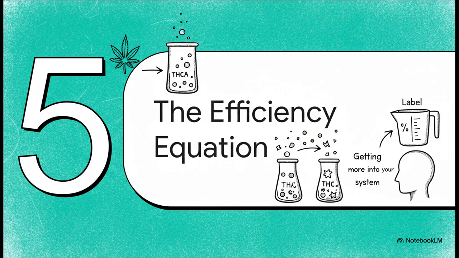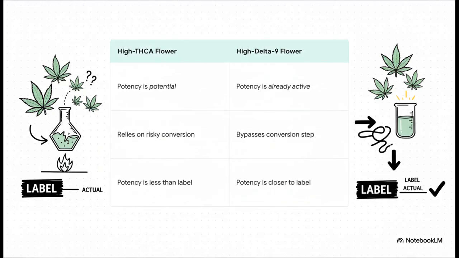So now that we kind of get the problem, how do we use this information? What's the smart play here? Well, that brings us to what I'm calling the efficiency equation. How do you get more of what's promised on the label into your system? This slide just nails it. It shows why not all products are going to behave the same way.